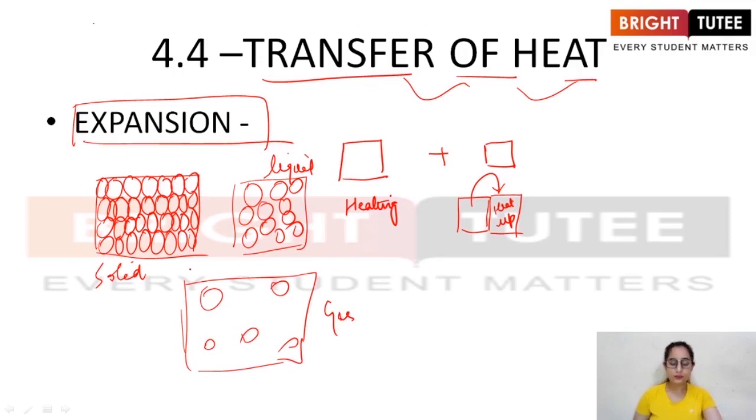So what happens is when you heat any body up, the molecules get away from each other. They gain energy from the heat, and they start moving away from each other. So that is how a body expands when you provide it heat. If it is a liquid, the liquid will also expand. If it is a gas, the gas will also expand if you provide heat to it, right?